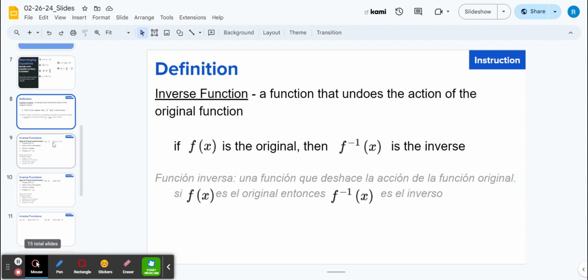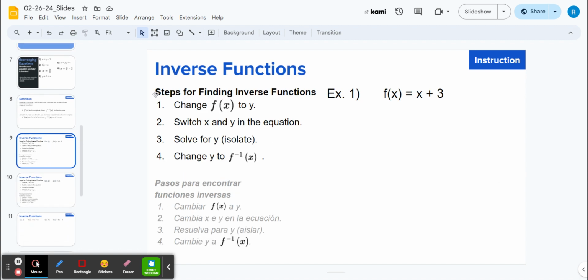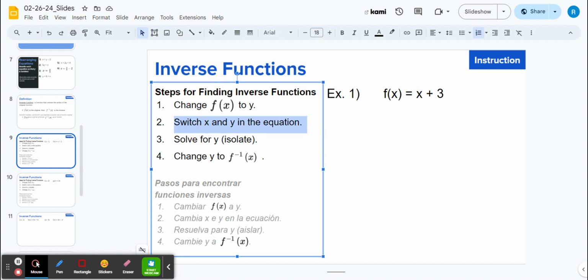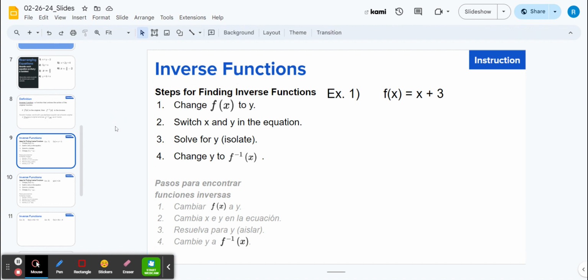So let's see how this plays out so we can get a better idea of what's going on. On your note sheet, you'll notice 4 steps here: changing f of x to y, switching x and y in the equation, solving for y, and changing y to f of negative 1. Steps 1, 2, and 4 are housekeeping items, whereas step 3 is the one that we're going to have to do a lot of the work with and harness our algebra skills.